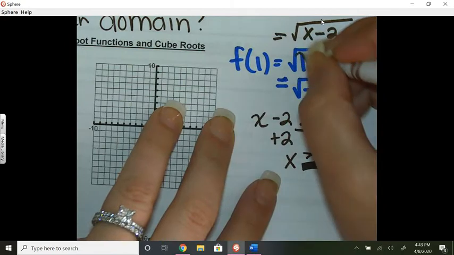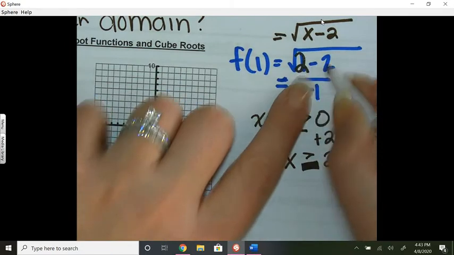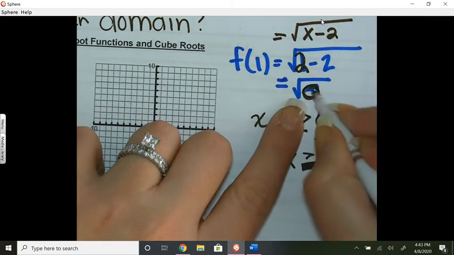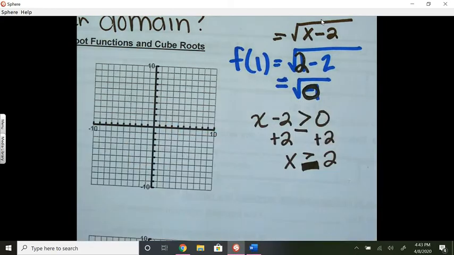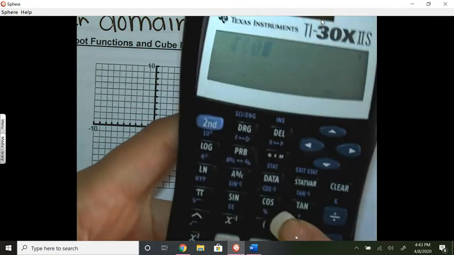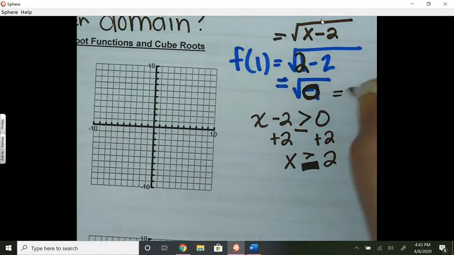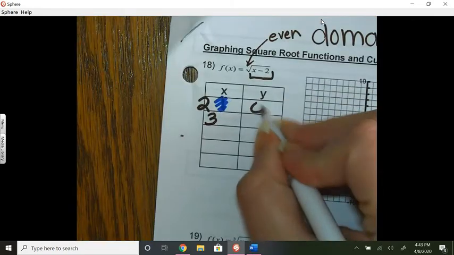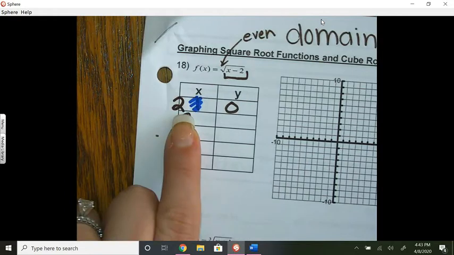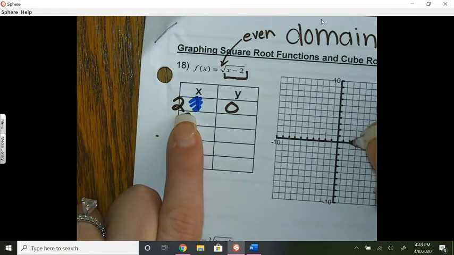If I plug in 2, I get 2 minus 2, which is 0. That number is okay in the radical. The square root of 0 is just 0. So now we have our first ordered pair, and we can go ahead and graph that. It's at 2, 0. There's our first ordered pair.